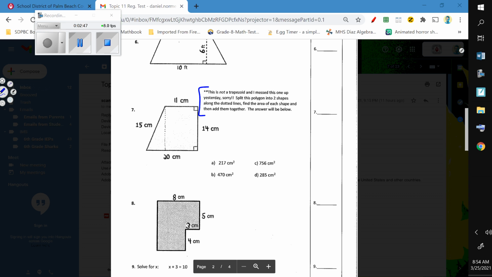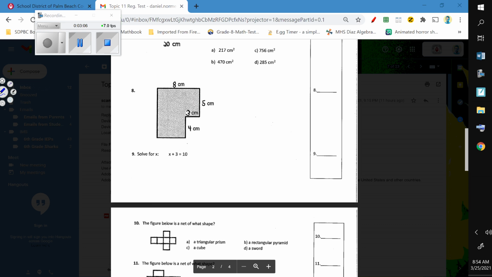The answer will be one of these below. So, what is the answer? A, 217, B, 470, C, 756. Or D, 285.